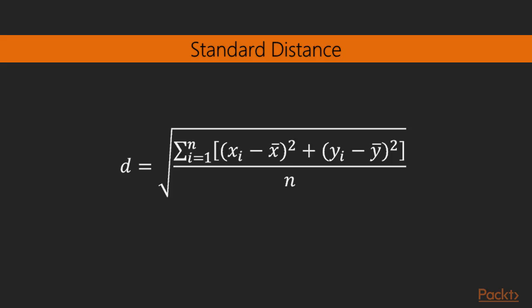Another important statistic is the standard distance, which is a circle with a radius equal to the standard deviation of x and y around the mean center. This parameter measures the average spread of our point pattern around the mean center. The issue with this parameter is that it does not capture any directional bias between longitude and latitude.